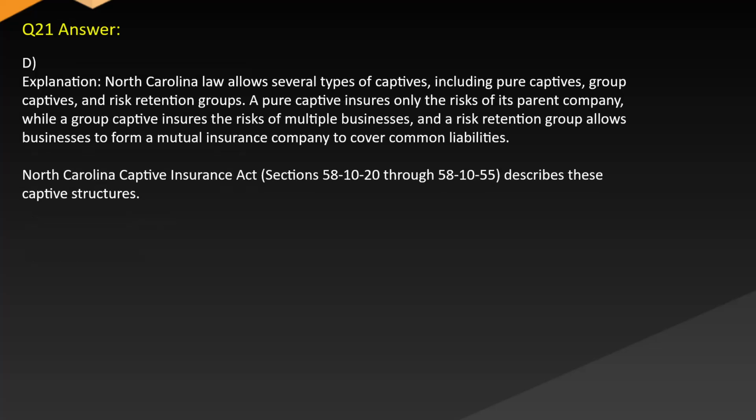Answer D. Explanation. North Carolina law allows several types of captives, including pure captives, group captives, and risk retention groups. A pure captive insures only the risks of its parent company, while a group captive insures the risks of multiple businesses, and a risk retention group allows businesses to form a mutual insurance company to cover common liabilities. North Carolina Captive Insurance Act Sections 58-10-20 through 58-10-55 describes these captive structures.